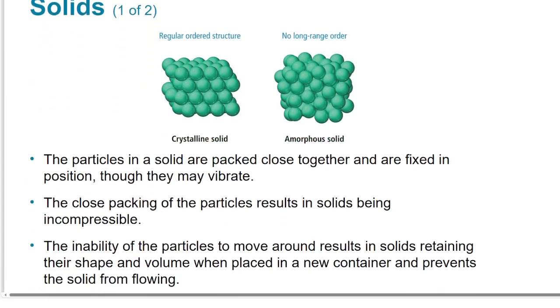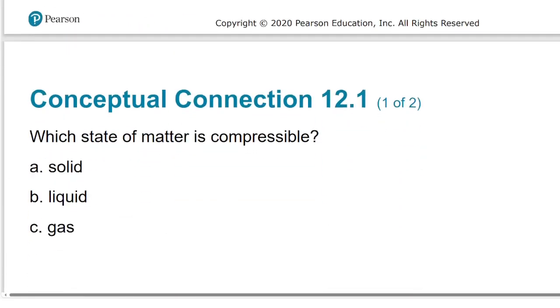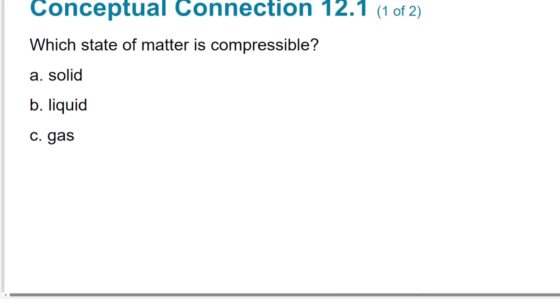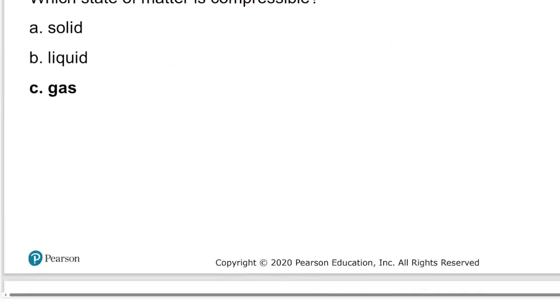So we have a couple of different types of solids. We have crystalline solids and amorphous solids. Crystalline solids have a regular ordered structure, and we think of crystals such as table salt or a diamond as being in that form. And amorphous solids generally don't have long range order. An example of this would be a plastic. Which state of matter is compressible? This is conceptual connection 12.1, solid, liquid, and gas. Of these, the gas is compressible.